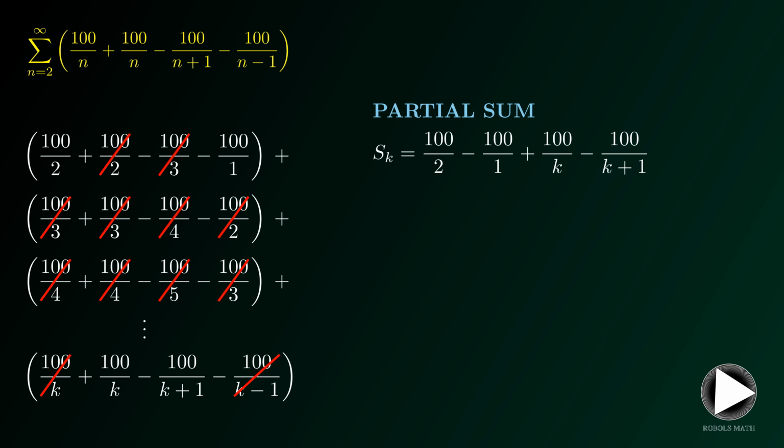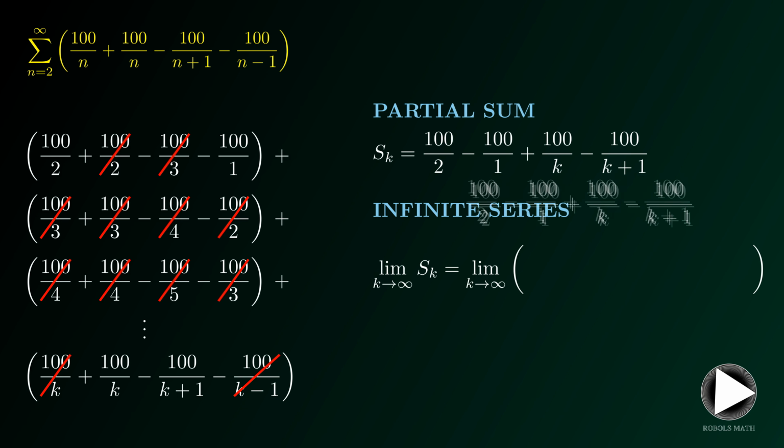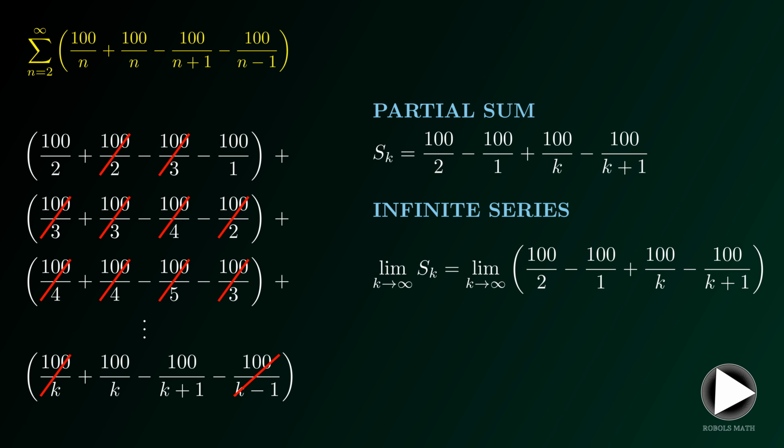Now that we have the partial sum, all we have to do is to find the infinite series by taking the limit of this partial sum as k approaches infinity. So we want to find the limit as k approaches infinity for s sub k. Note that 100 over 2 and negative 100 over 1 are just constants, so they stay as is.